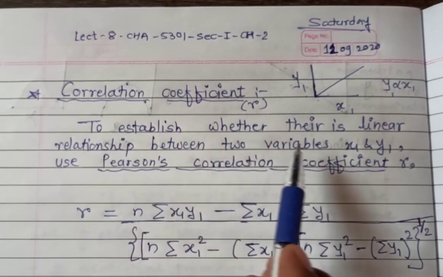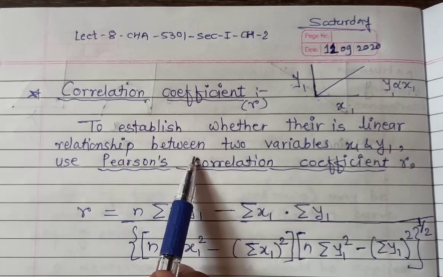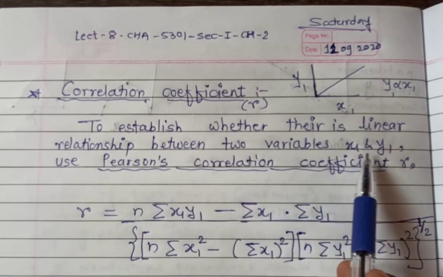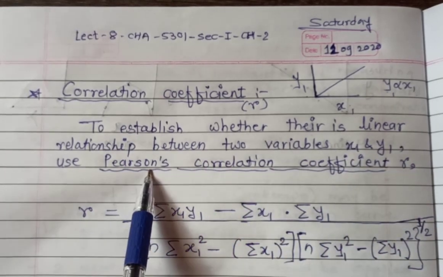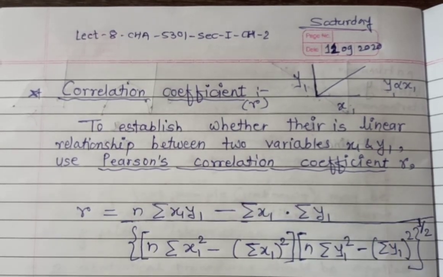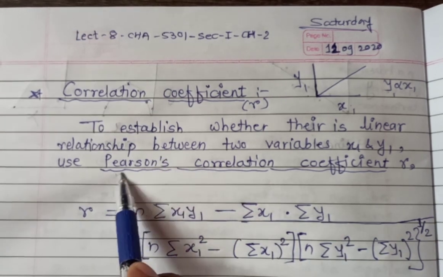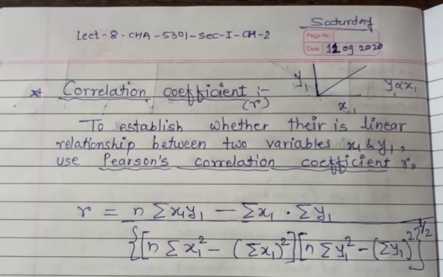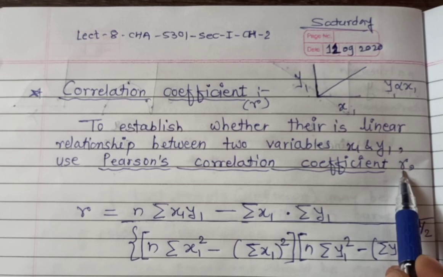To establish whether there is a linear relationship between two variables x1 and y1, use Pearson's correlation coefficient r. Means we have to find out whether a linear relationship between y1 and x1 is present or not, and this can be studied by the scientist Pearson, and he gave the equation r.